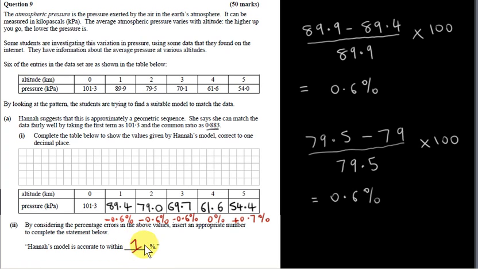So we're just giving a round figure. So all these values here lie between minus 1% and plus 1%. So that's what we mean by the model being accurate to within 1%.